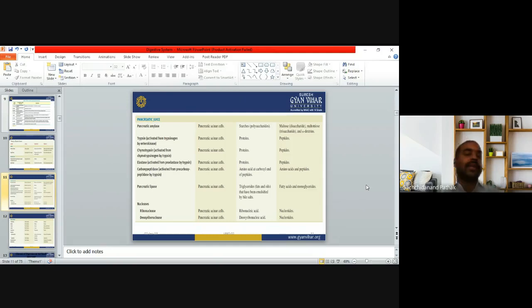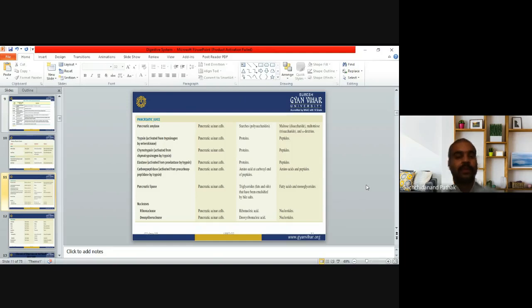Released by the pancreatic acinar cell. So the pancreas will release trypsinogen in inactive form, and it becomes active when it reaches the intestine in the form of trypsin. Chymotrypsin is there, from the pancreatic acinar cell, the activated form of chymotrypsinogen by trypsin. Elastase is also released by the pancreatic acinar cells, the activated form of proelastase by trypsin. Carboxypeptidase is the activated form of procarboxypeptidase by trypsin.